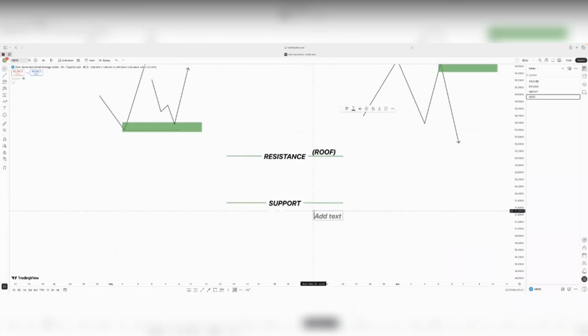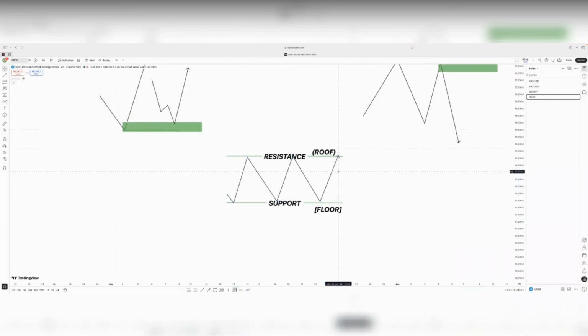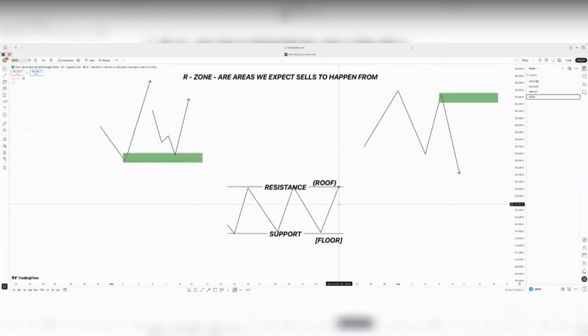So when you bounce a ball on your floor, you expect the ball to bounce up. You don't expect it to break the floor. And when you throw a ball to your ceiling, you expect it to fall back down. All right. So what we expect as support is for price to hit the support zone, bounce up, hit the resistance, and so on. All right. Now that's that for support and resistance.